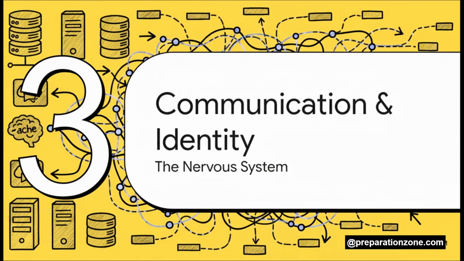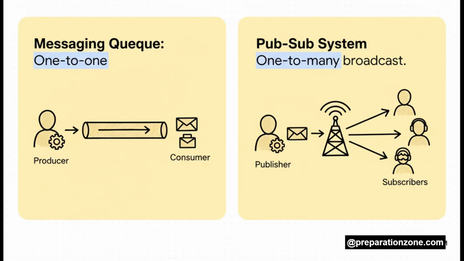So we have all these different pieces: servers, databases, caches. They're all doing their jobs. But how do we make them talk to each other efficiently and reliably without creating a tangled mess of chaos? This is the system's nervous system. Now we need to get our services talking. There are two main patterns for this.